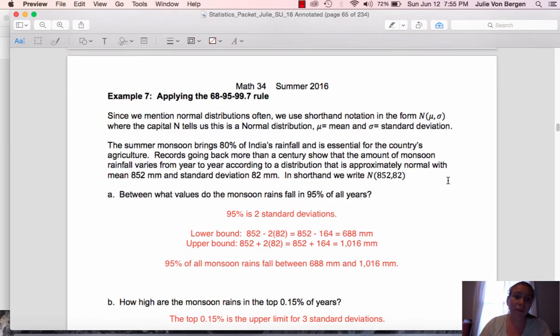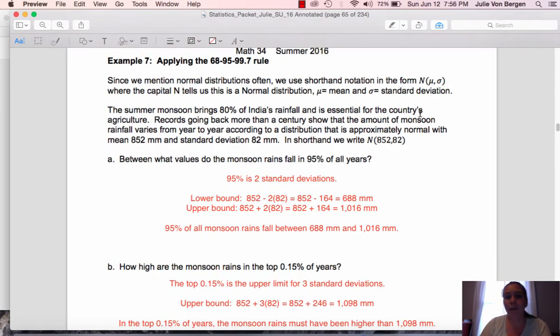All right, let's look at example 8. There's a typo on my page, but it should say example 8. So here we're looking at data from summer monsoons in India. And notice we're told the mean is 852 millimeters, and the standard deviation is 82 millimeters. And so in shorthand, we write N, like it's a normal distribution, in function notation. So we write the normal distribution as a function of 852 for the mean, comma, 82 for the standard deviation. So inside the parentheses, we indicate the mean and the standard deviation so that anyone could come along and recreate the graph.